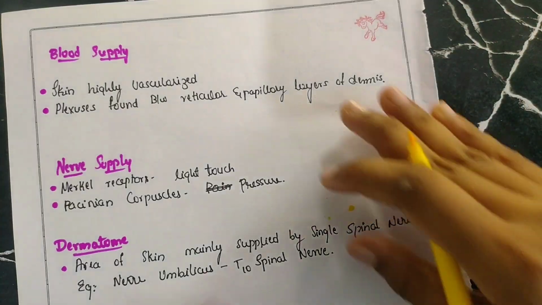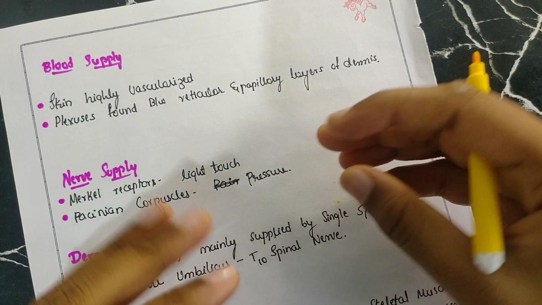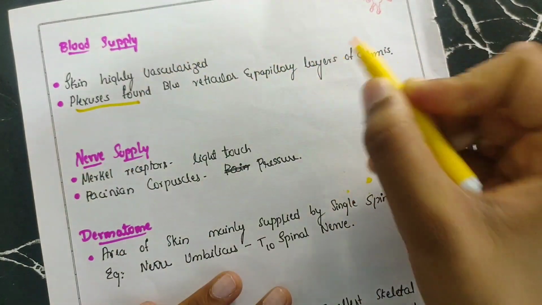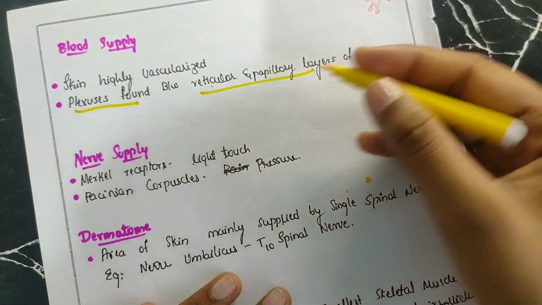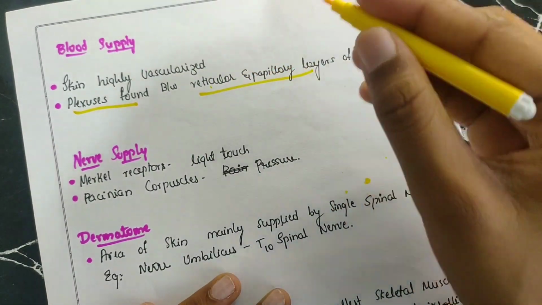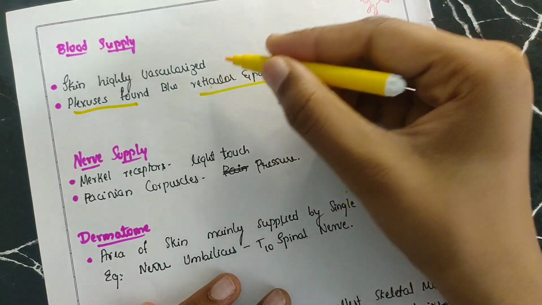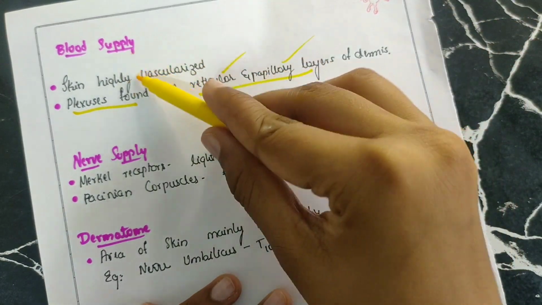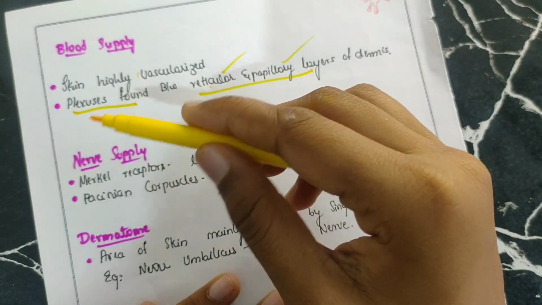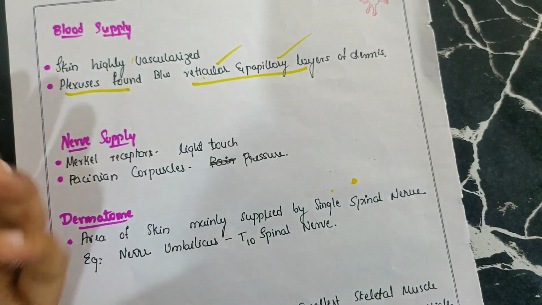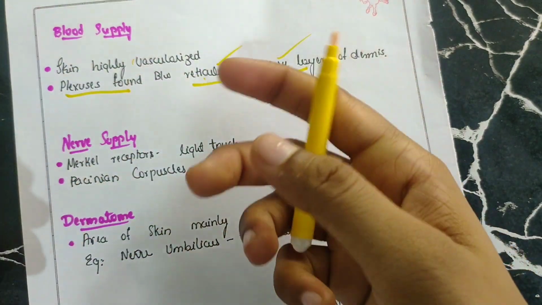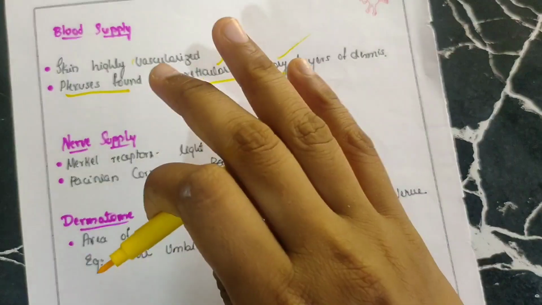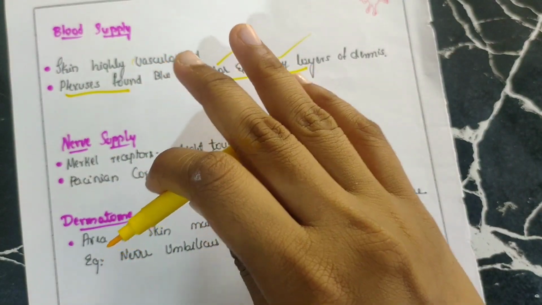And the blood supply of the skin will be everywhere. There will be arteries and then capillaries. Those will form a plexus found between the papillary and reticular layers. As I said, inside the dermis there are 2 layers, the reticular layer and the papillary layer. In between those 2 there will be a plexus which supplies blood to the skin. Skin is highly vascularized. Whenever you cut even a little, you will start bleeding.